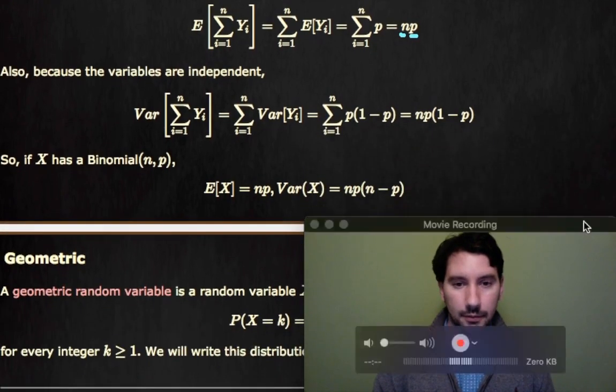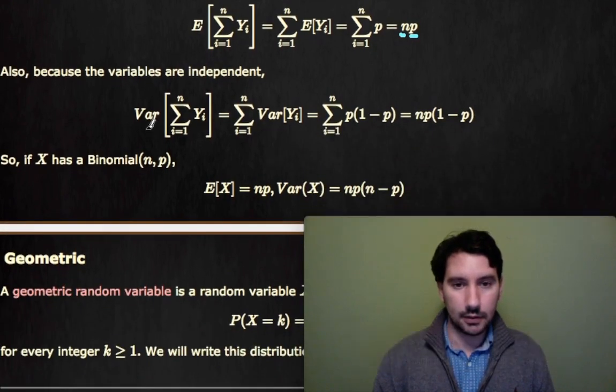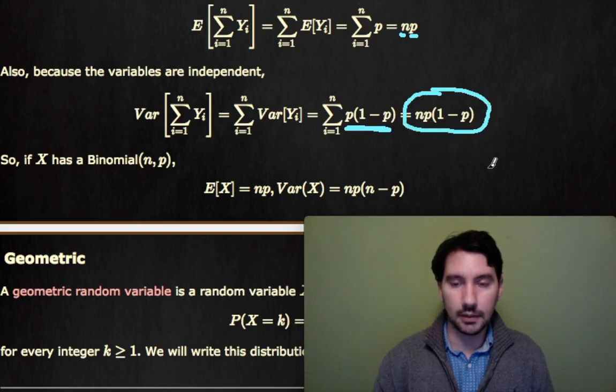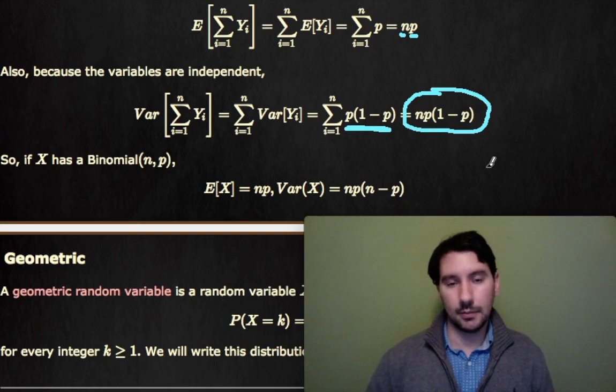We'll also do the same for the variance. So the variance is the variance of the sum from i equals 1 to n of the Yi's, and the variance can come inside because the Yi's are independent. So this is the sum from i equals 1 to n of the variance of the Yi's, and the variance of a Bernoulli is p times 1 minus p. So we get the sum from 1 to n of p times 1 minus p, which is n p (1 minus p). So it's n times the probability of a success times the probability of a failure.